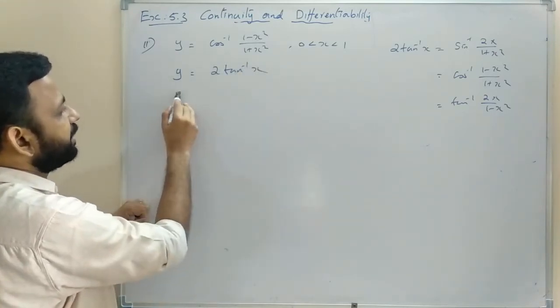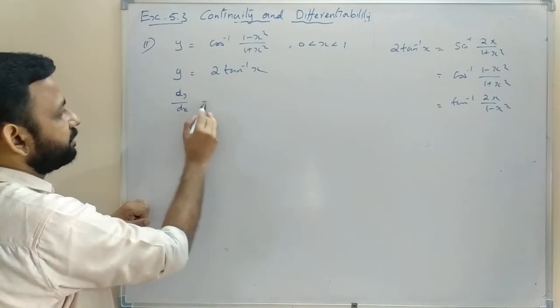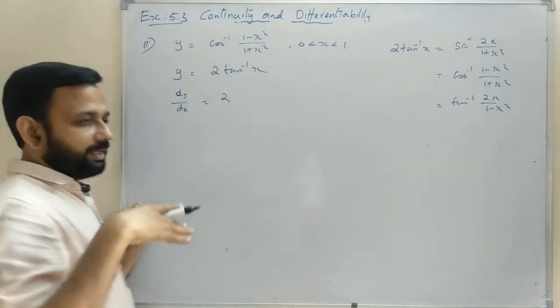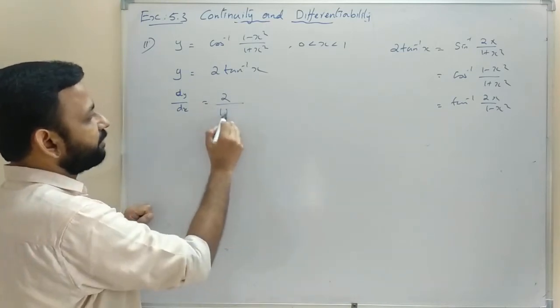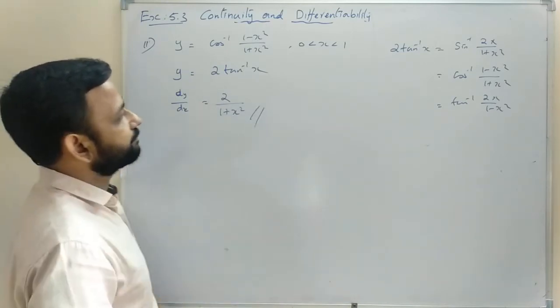Then dy by dx is equal to 2 into the derivative of tan inverse x, that is 1 upon 1 plus x square. So 2 upon 1 plus x square, that is the answer.